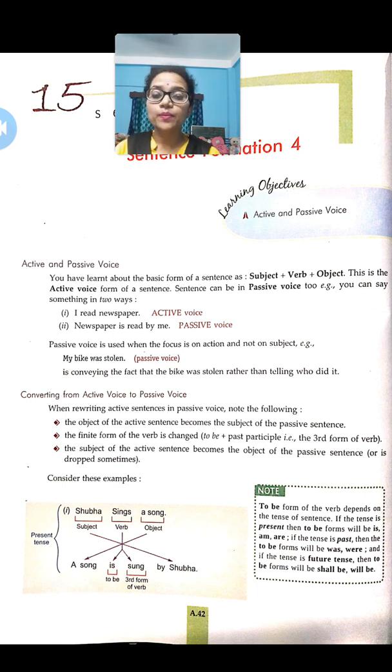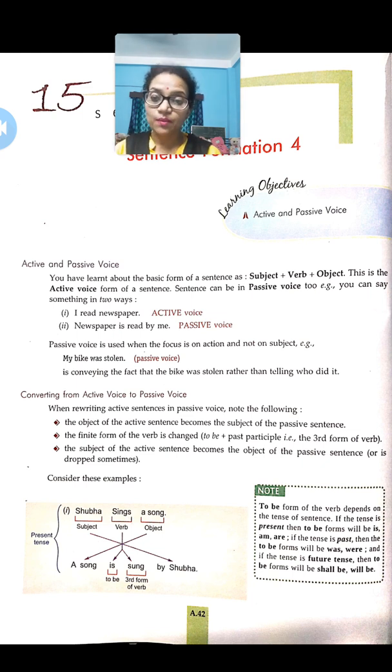Next is: the newspaper is read by me. This is passive voice. The first one, I read newspaper, is active. Newspaper is read by me is passive voice. Now, students, passive voice is used when the focus is on the action, not on the subject. Newspaper is read. What was the action here? The reading of the newspaper. The main focus is there, that's why it comes first. Who has done it? The subject is not so important. So by me comes at the end of the sentence.